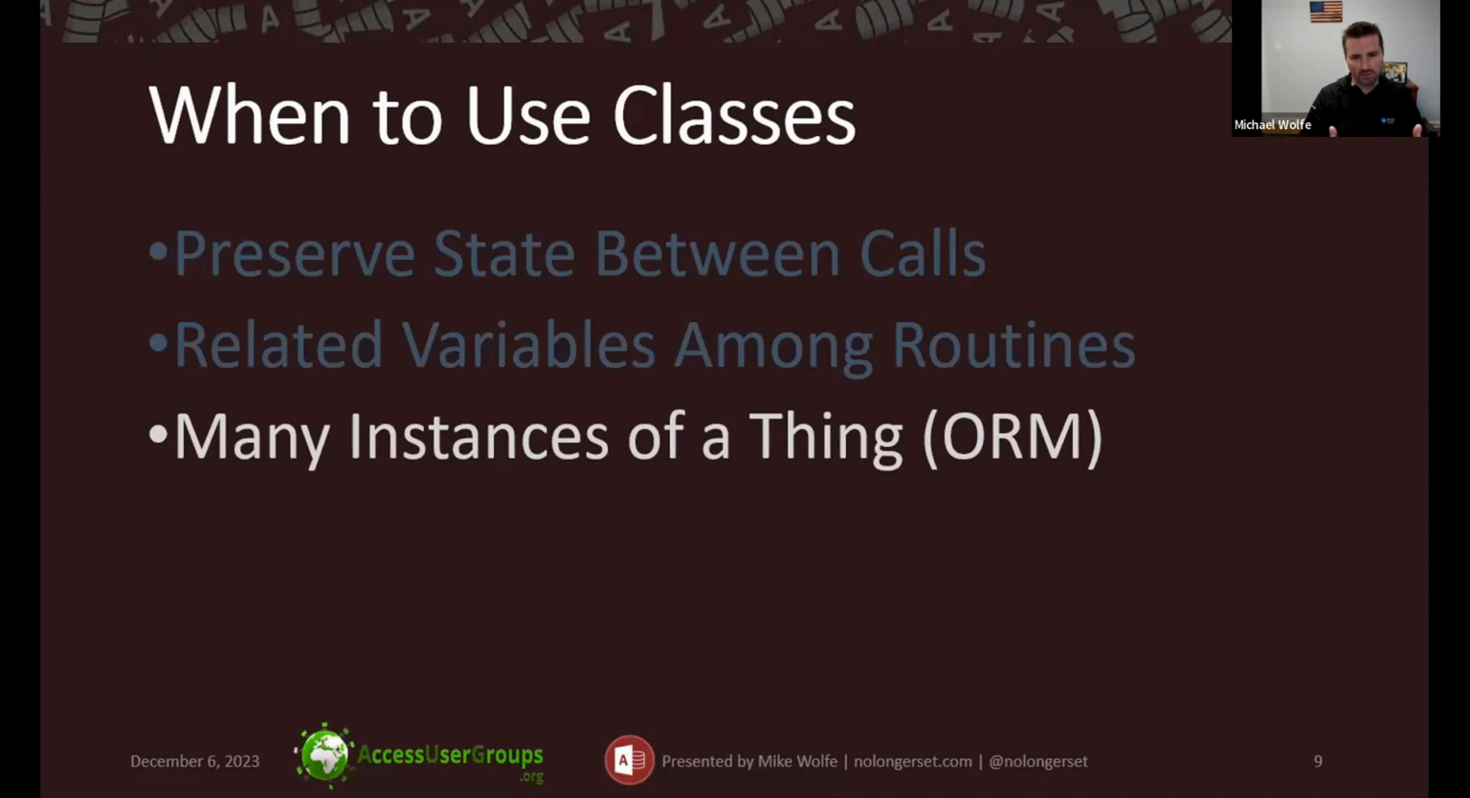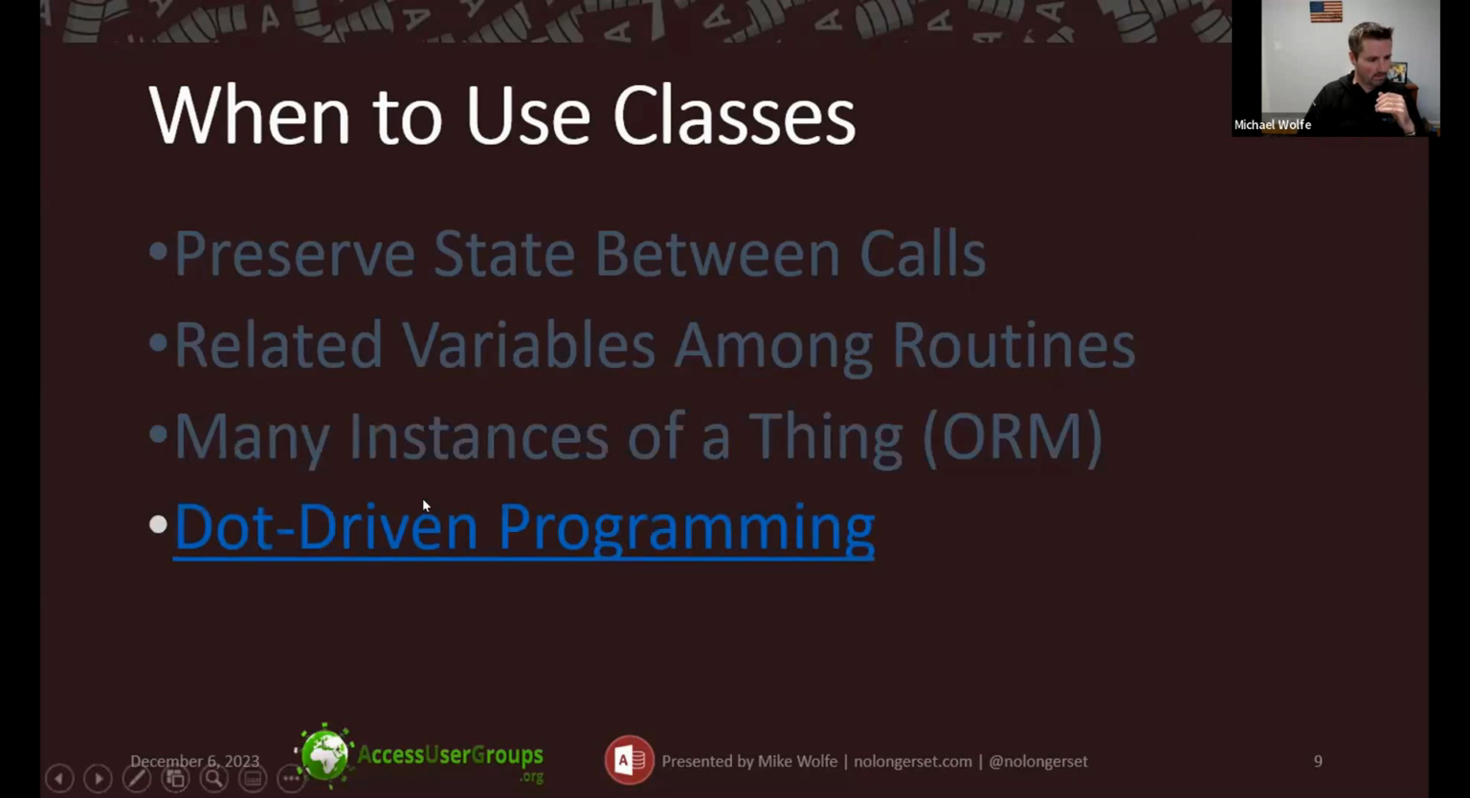ORM is an object relational mapper, so if anybody has worked with .NET, they have the Entity Framework. Most web applications nowadays, Django introduced, this is one of the early ones that made this popular, the idea of creating objects in the language that map directly to relational data in a database. Dot-driven programming, I've got a link in there.